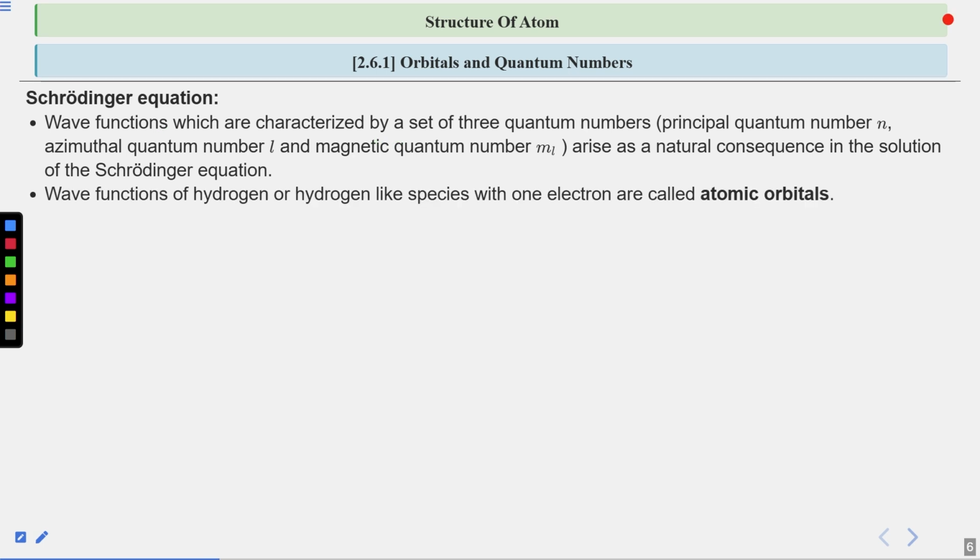Now, a very important point to notice here. What is that point? You have an electron that is present in a hydrogen. So, hydrogen has only one electron. You know it very well. So, if you know the wave function of that electron, then that wave function is called the atomic orbital. Okay. So, we can define atomic orbital in a way that the wave function of a hydrogen or a hydrogen-like species with one electron is called an atomic orbital.